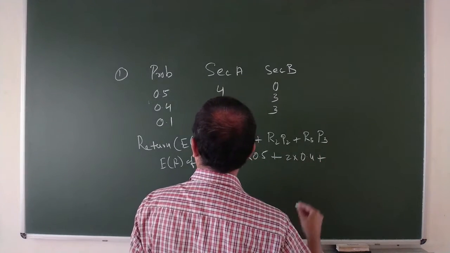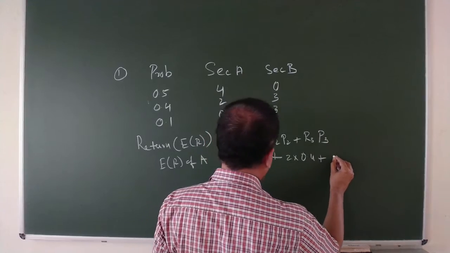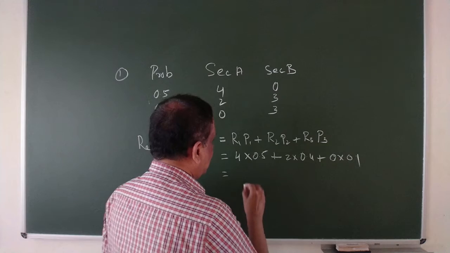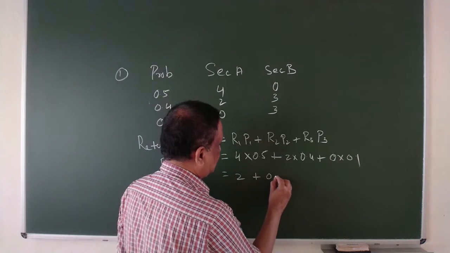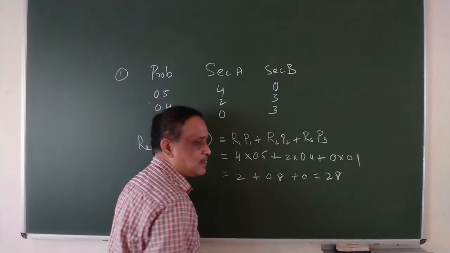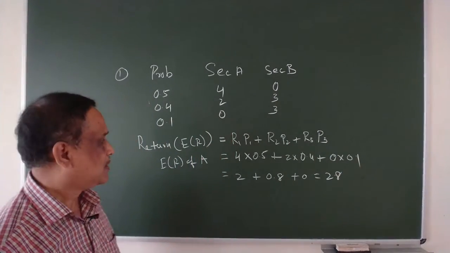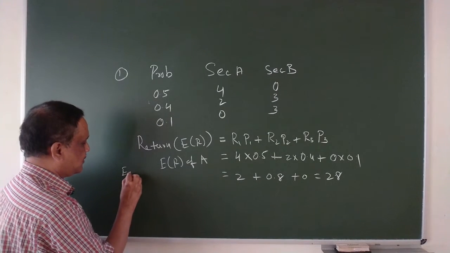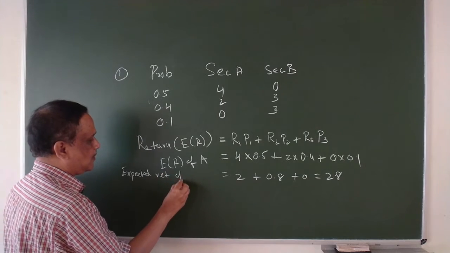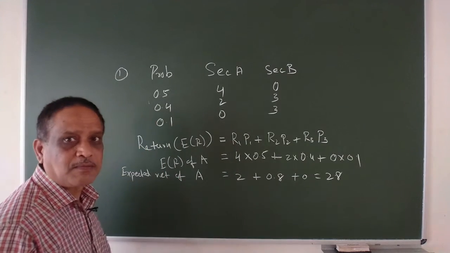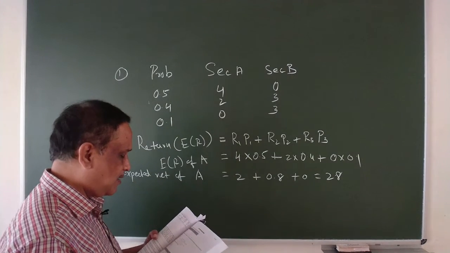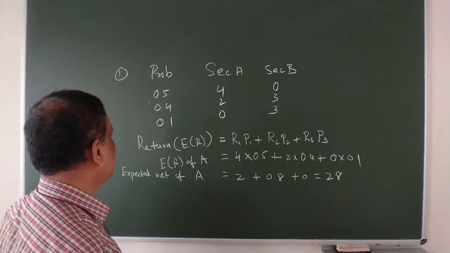plus 0 into 0.1. So you will get 2 plus 0.8 plus 0, which is 2.8. This is the expected return of security A. The expected return of security A is 2.8.